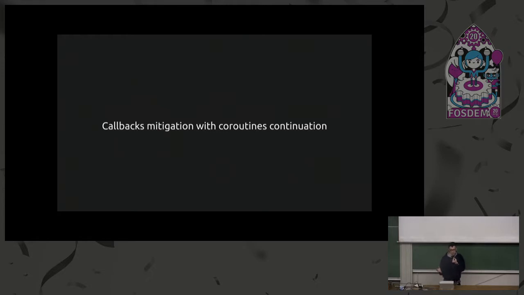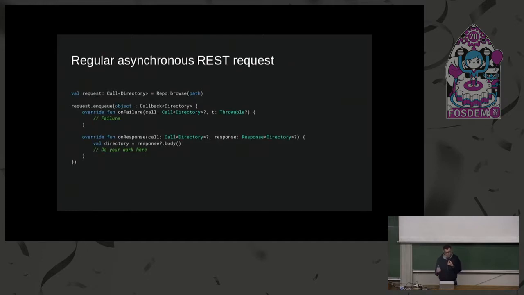I'll show now another way to wrap callbacks, but single-shot callbacks. So we just want one single event from a call. Take a REST call, for example. We just send an HTTP request and want one result. So this is how Retrofit used to work, and now they natively support coroutines. So we had to make a call, and we add callbacks for the result.